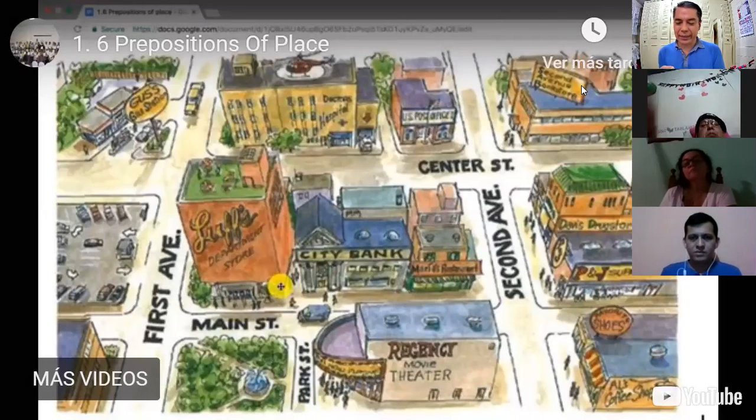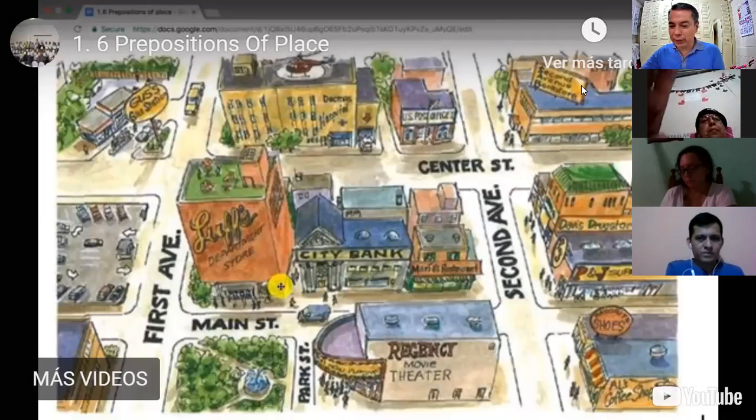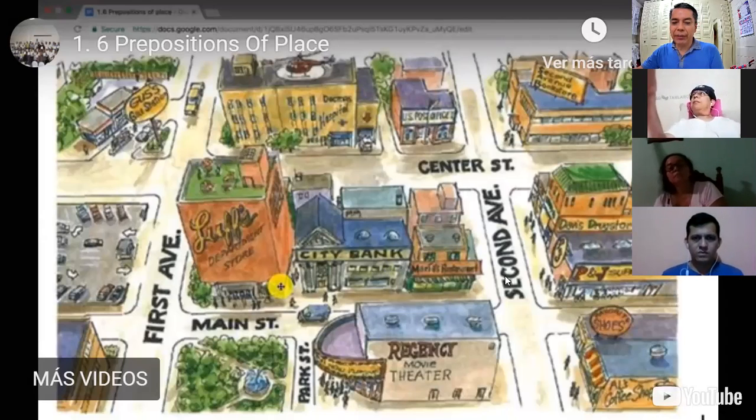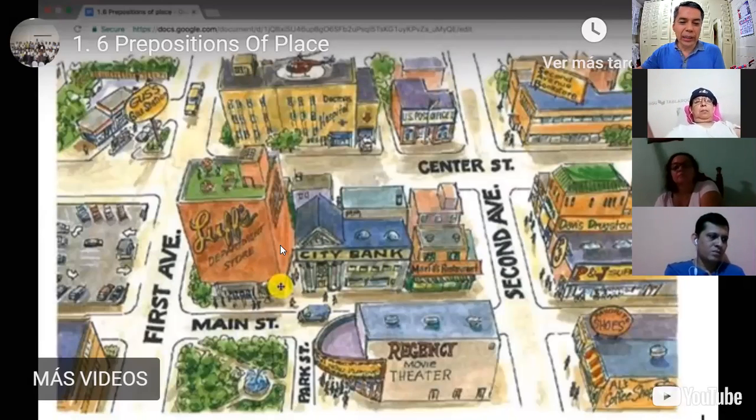Where is the bank? La persona que le conteste, por ejemplo, ese es solo un ejemplo. Usted puede escoger el restaurant, the post office, the gas station, the park, etcétera, etcétera. Puede escoger lo que usted quiera. Pero la persona que le conteste puede dar varias referencias. Puede decir, on the corner of 2nd and Main, between the department store and the restaurant, o next to the department store.